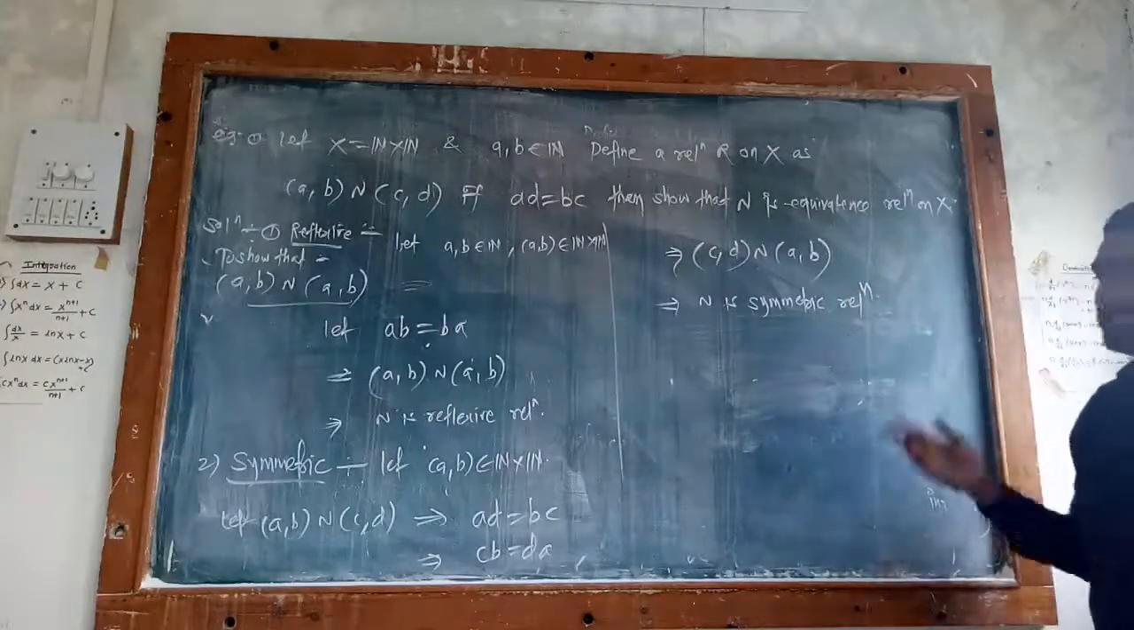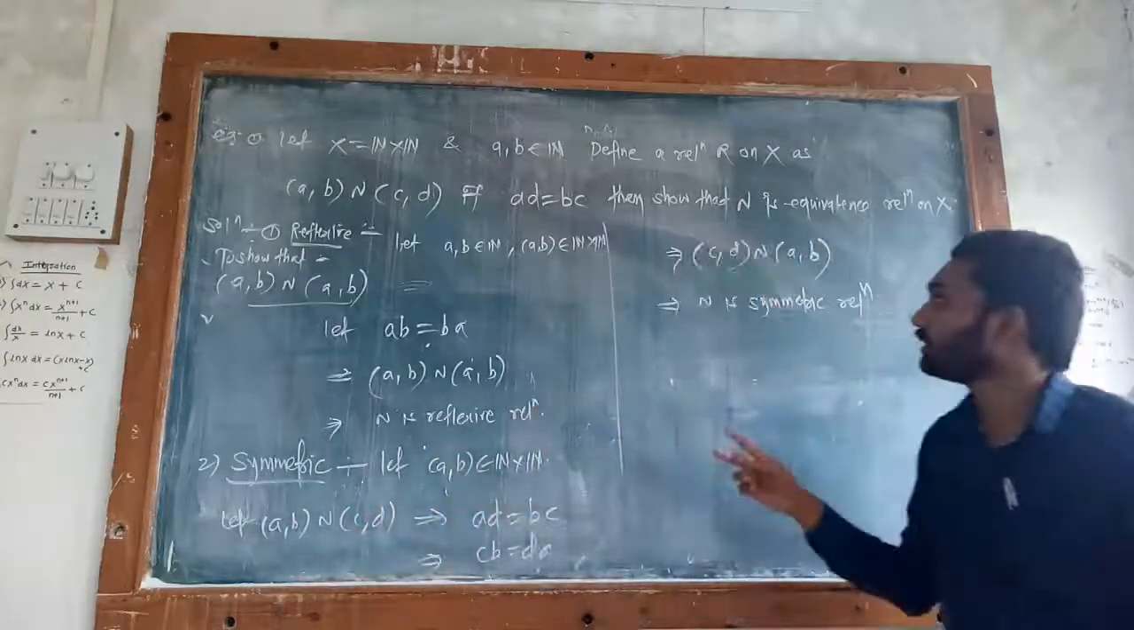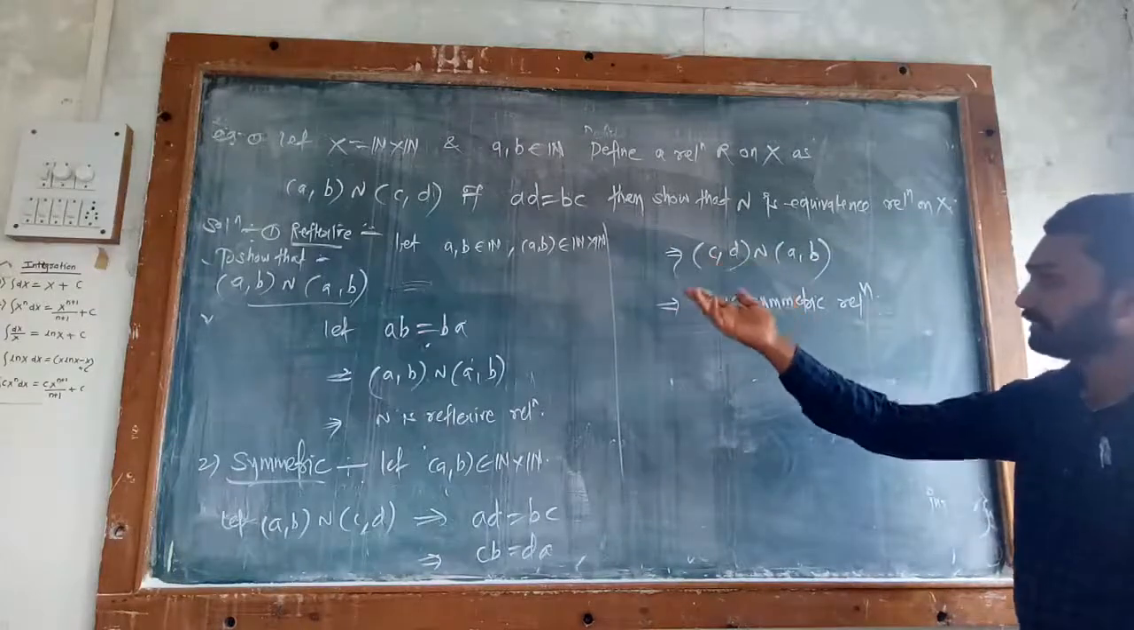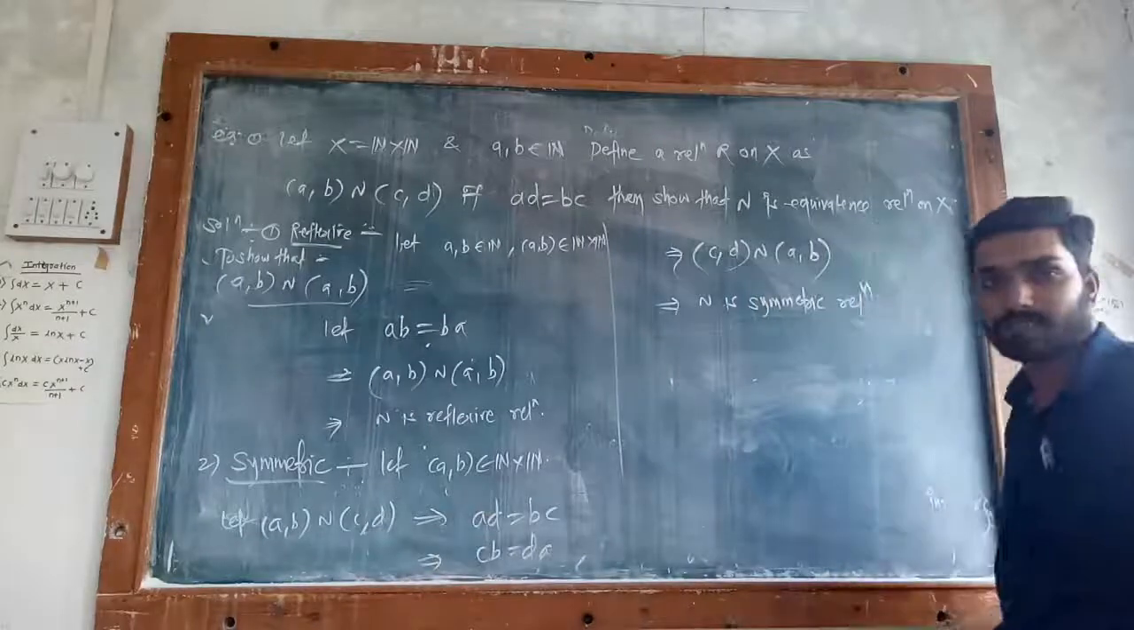What is the symmetric relation? If x is related to y, then show that y is related to x. So it happens where x is (A, B) and y is (C, D). Okay, this is your symmetric relation.